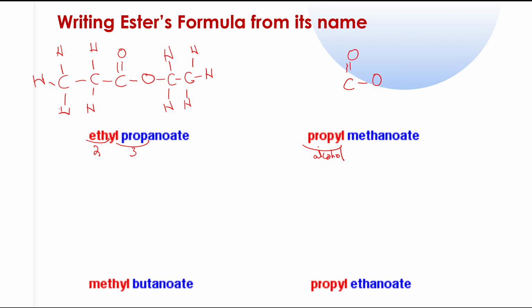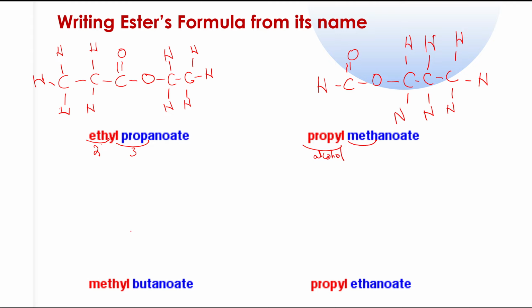I have 3 carbons in the alcohol, so I go to the alcohol part, to the part of the O, and I add 3 carbons. I go to the part of the acid. It has 1 carbon, so it is this carbon, and there is nothing else, because this one is included in the name. I add my hydrogens to the drawings.